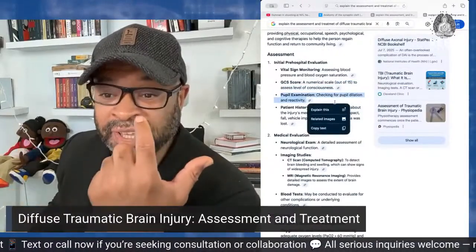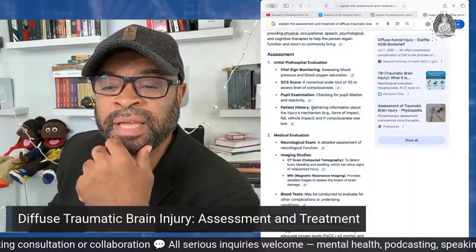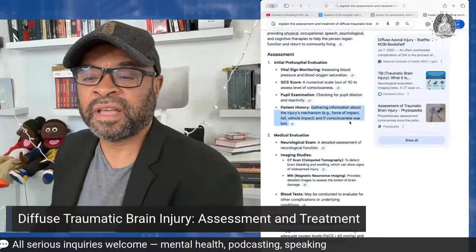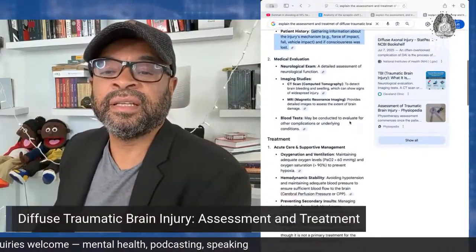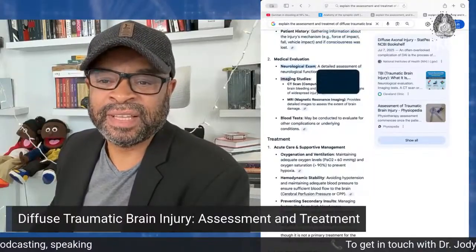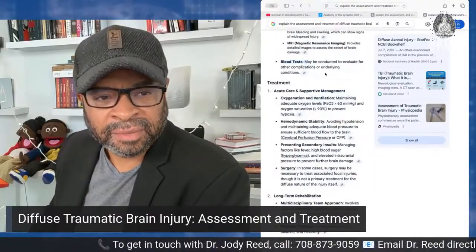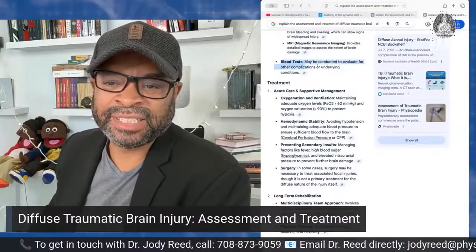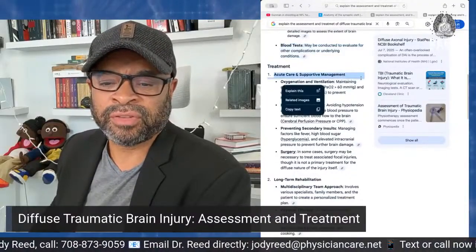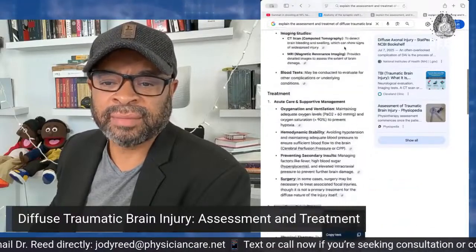See if those tracts are functioning well. Get the patient history, gather information about the injury, and if consciousness was lost. Okay. A medical evaluation, so of course, neural exam, CT scan most likely. Right. If they come in confused or agitated, you're going to need blood tests to see what's going on. Right. Treatment, acute and supportive management, and then long-term rehab.